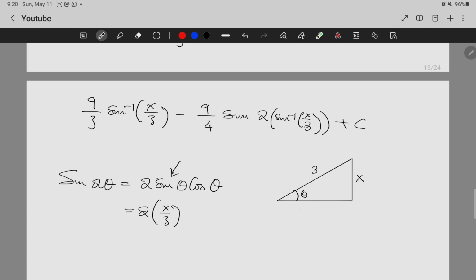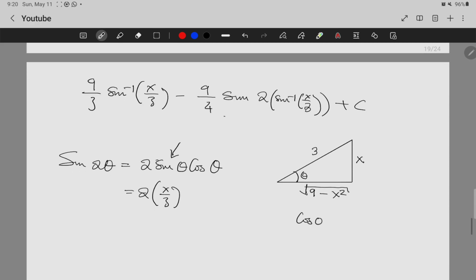In this way, the adjacent by Pythagoras theorem will have to be the hypotenuse squared, which is 3 squared, minus x squared, giving us this. From here, we see that cos theta becomes the adjacent, which is root of 9 minus x squared, over the hypotenuse, which is 3. So now we know what cos theta is.